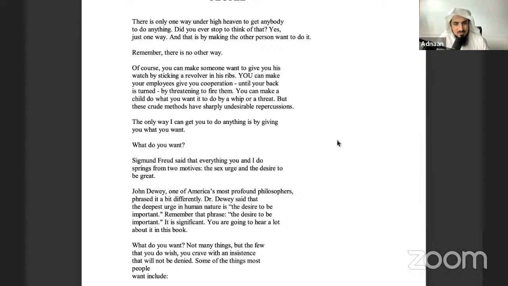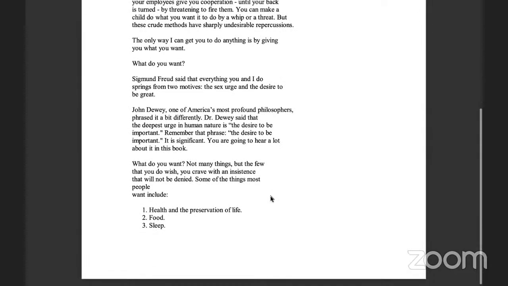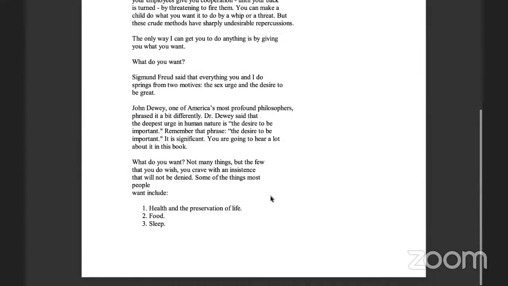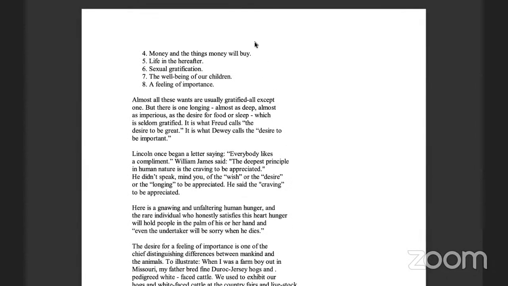What do you want? Not many things, but the few that you do wish, you crave with an insistence that will not be denied. Some of the things most people want include: 1, health and the preservation of life; 2, food; 3, sleep; 4, money and the things you will buy; 5, life in the hereafter; 6, sexual gratification; 7, the well-being of our children; 8, a feeling of importance. Almost all of these wants are usually gratified, all except 1.